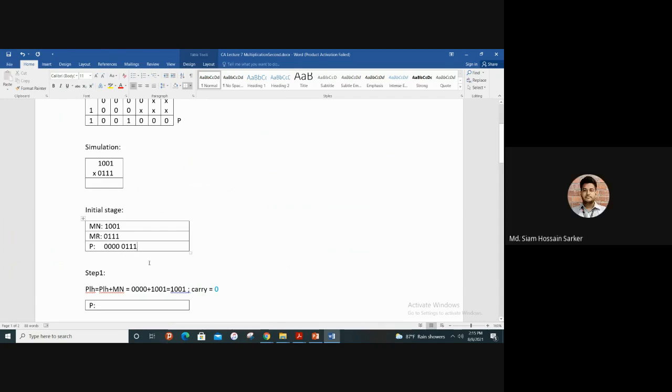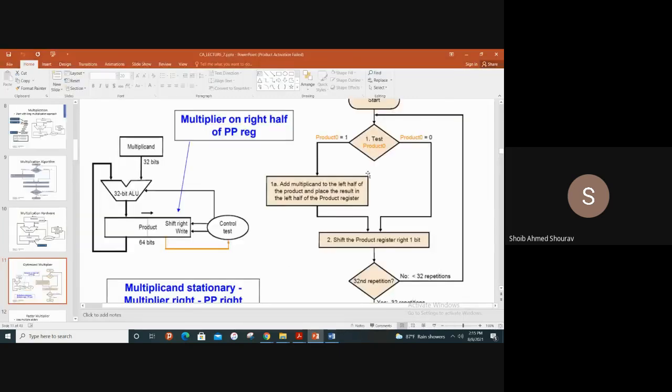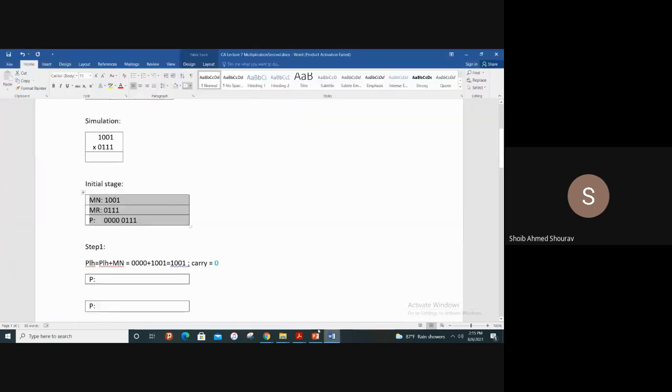Yes, sir. Now, what we are going to do, this is the initial steps. Now we are back in this algorithm. We have to test the zero number bit of the product. If that is 1, we have to add the multiplicand to the left half of the product and place the result in the left half of the product. Then we have to shift the product register right 1 bit, and we are going to repeat this process not for the 32nd time but for the 4th time, as we have only 4 bits in the multiplier.